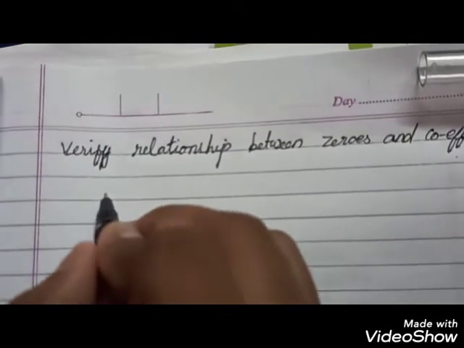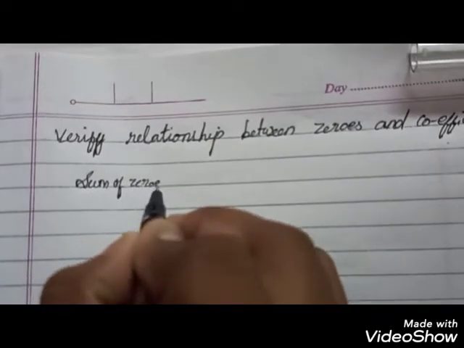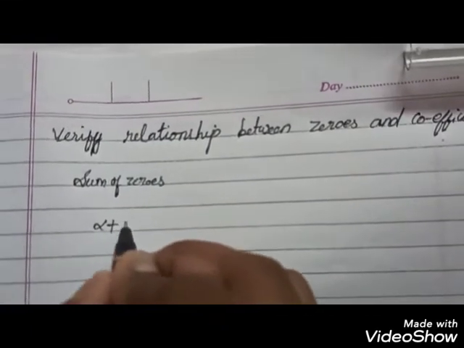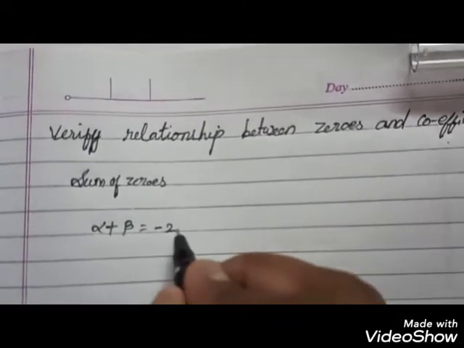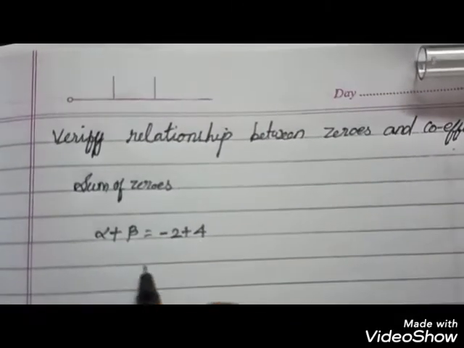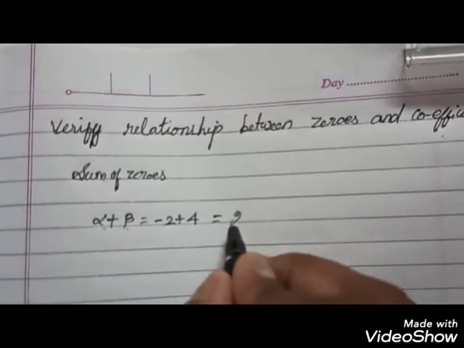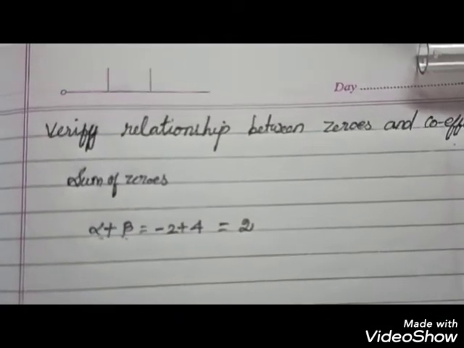First one is the sum of zeros, alpha plus beta. You know that alpha is equal to minus 2 and beta is plus 4. So alpha plus beta, minus 2 plus 4, you get 2. So now we get the sum of zeros. Now we compare it with the coefficient.